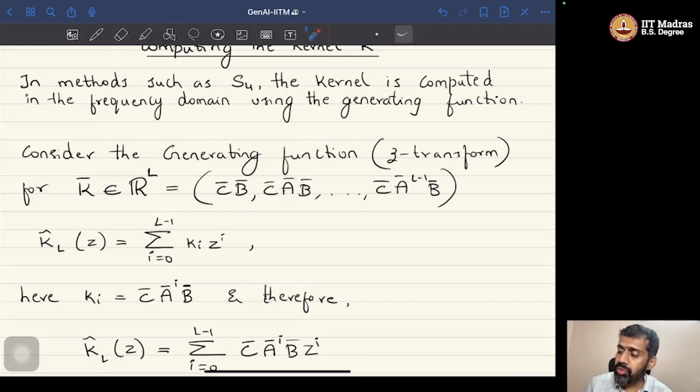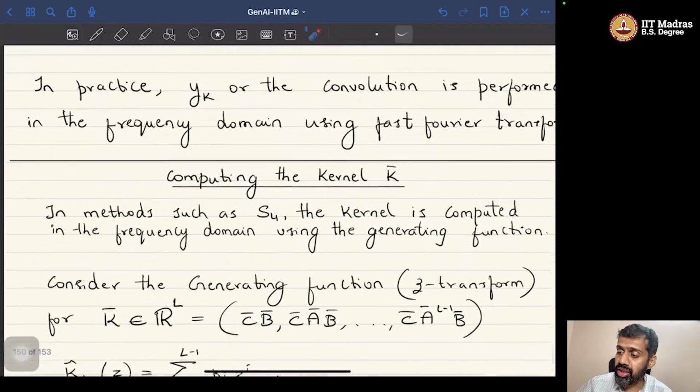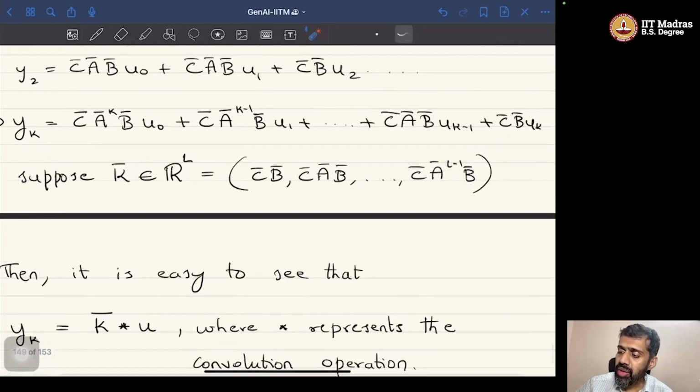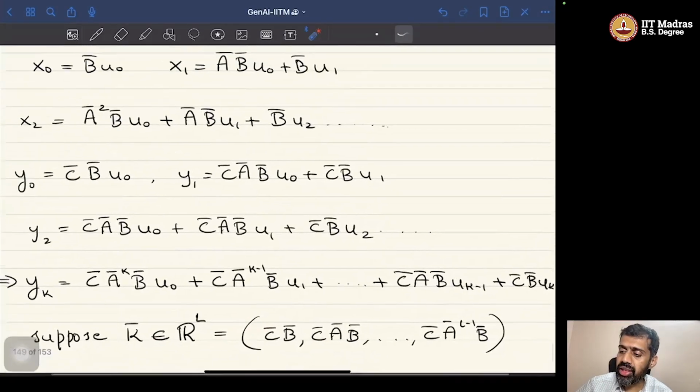Okay, so now recall that for k bar we had an L length real number sequence that was given by c bar b bar, c bar a bar b bar, and c bar a bar to the power of L minus 1 times b bar. So we just saw that in the definition of k bar, right? How did we get that?